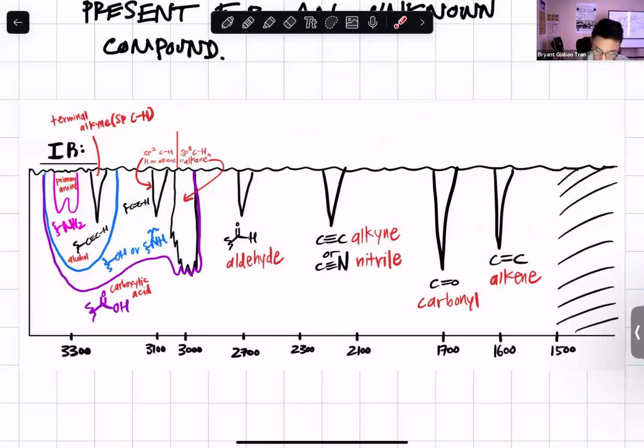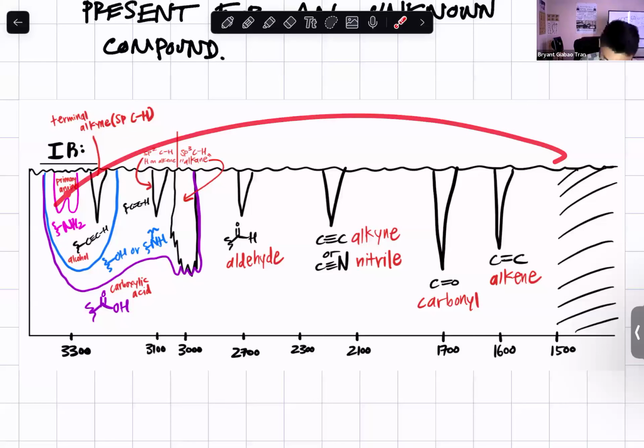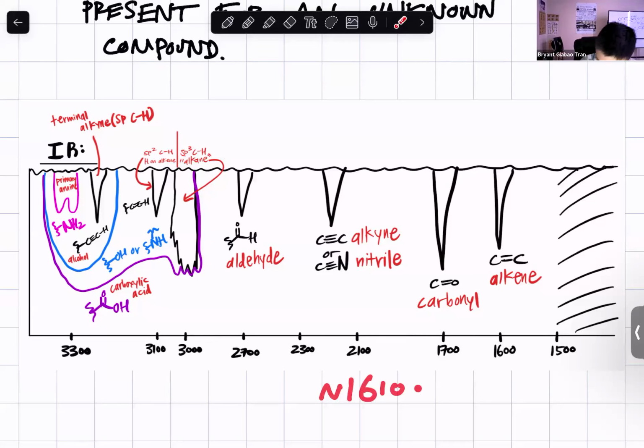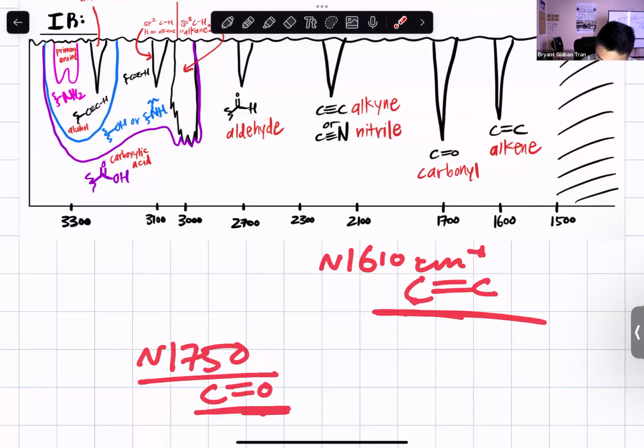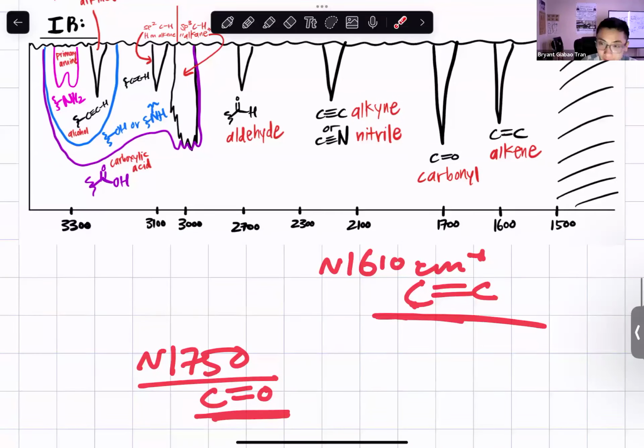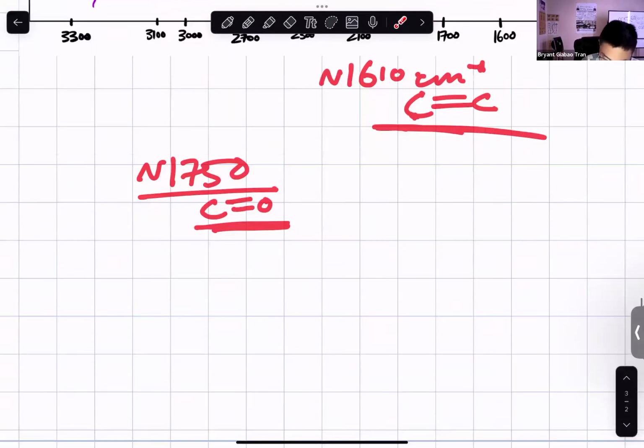So these are all the peaks that I remember for IR. Sometimes they might not even give you the graph to interpret. Sometimes they might give you a range, like around 1610, there's a sharp peak, or a sharp peak around 1750, and you just have to know that's going to be a carbonyl. Wait, 1600 is alkene, carbon double bond carbon. 1700 is going to be carbonyl, carbon double bond oxygen.